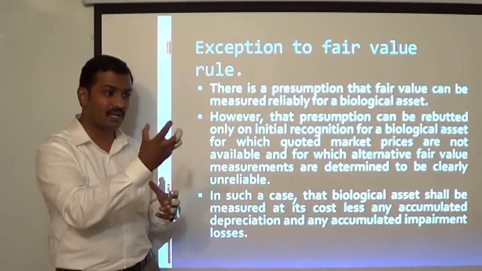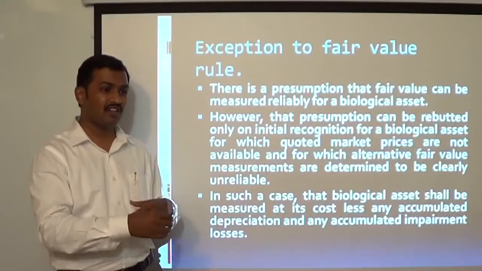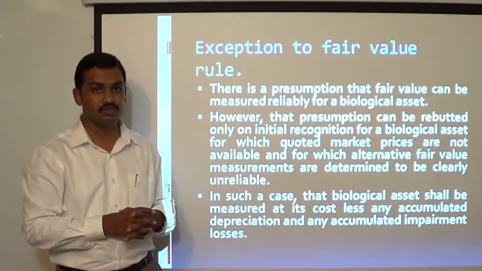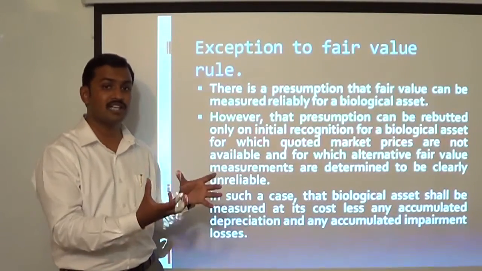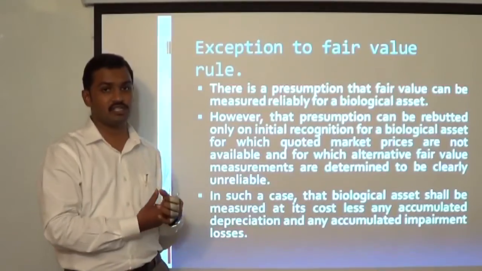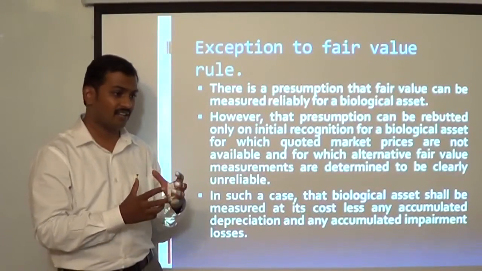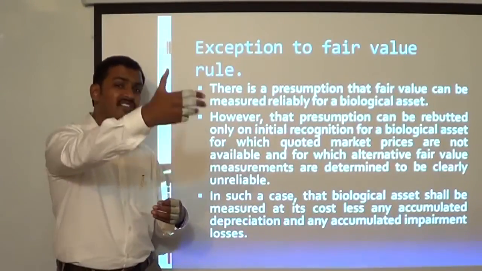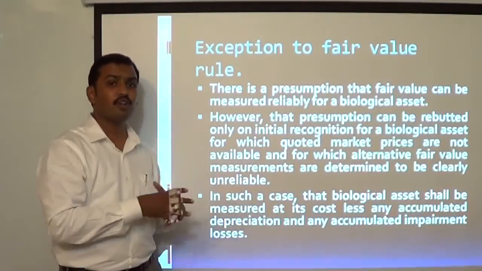You are not able to get the market prices for this biological asset at initial recognition, or there are no other alternative, reliable ways of estimating the fair value. In such cases, you can rebut the presumption that the fair value of a biological asset can be estimated initially. In such cases, you can adopt the cost model. That means you have demonstrated the fact that you don't have an active market, or it is not possible through other ways to arrive at the fair value. In such cases, you can rebut the presumption and you can follow the cost model.